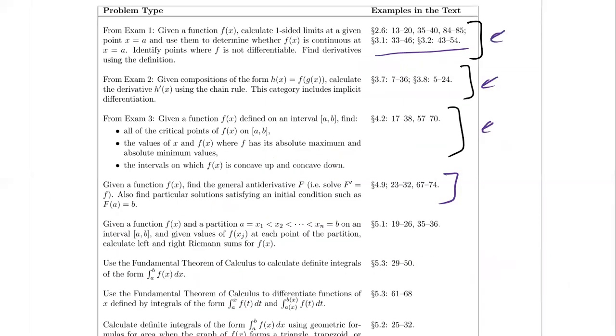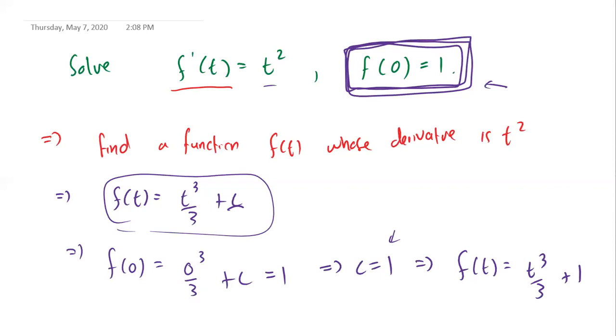So that's that section. Okay, so now 5.1, where we did all of these partitions to estimate the area underneath the curve, bounded by a curve and the x-axis, using a Riemann sum. So I think I did a lot of examples of that. Let's just do one simple one.